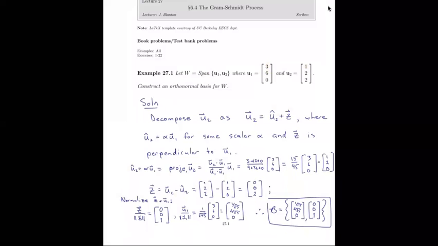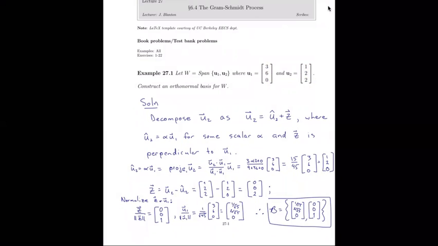They are linearly independent because neither is a multiple of the other. It looks like the first two entries would be off by a factor of 3, but the third entry differs by a factor of 0. So they're certainly not linearly dependent. So the idea is to do this.